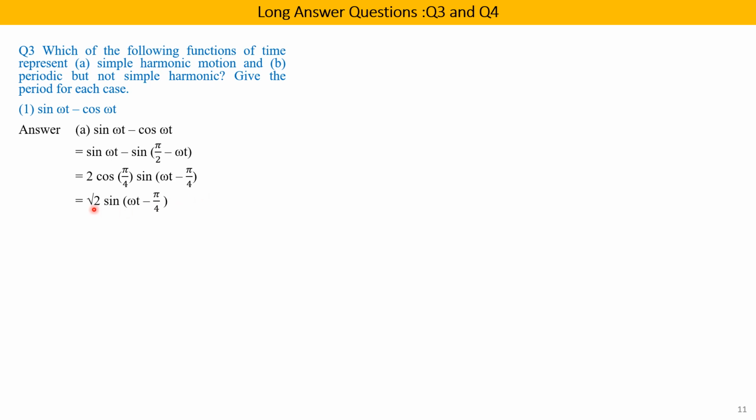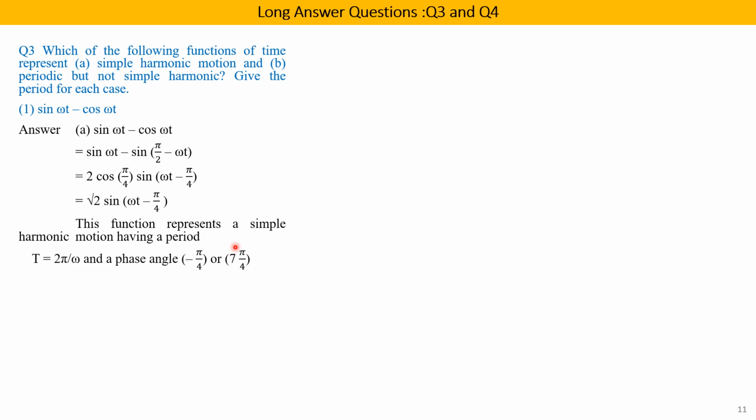That is equal to root 2 sin(omega t minus pi by 4). This function represents a simple harmonic motion having a period capital T equal to 2 pi by omega and phase angle minus pi by 4, or 7 pi by 4. This is 7 pi by 4; it comes in the fourth quadrant. That is minus pi by 4.